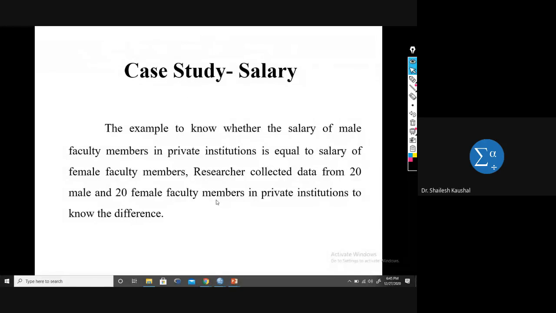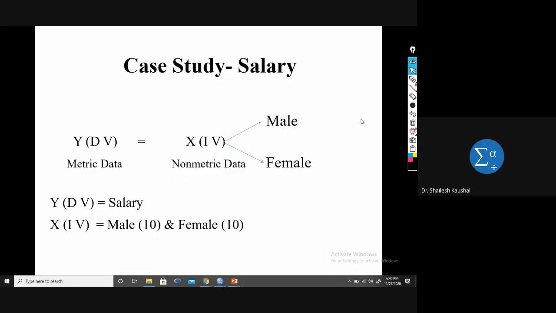apply the independent t-test. My null hypothesis here is that there is no significant difference between the salary received by male and female teachers, but my alternate hypothesis says that there is a significant difference between the salary received by male and female teachers. Okay, so how to do it?